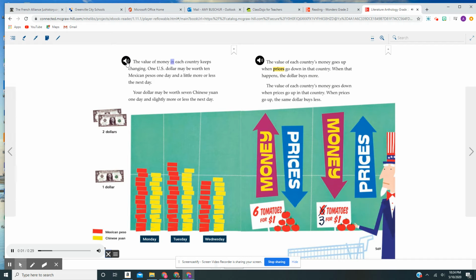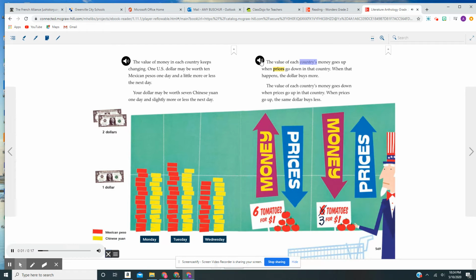The value of money in each country keeps changing. One US dollar may be worth 10 Mexican pesos one day and a little more or less the next day. Your dollar may be worth 7 Chinese yuan one day and slightly more or less the next day.